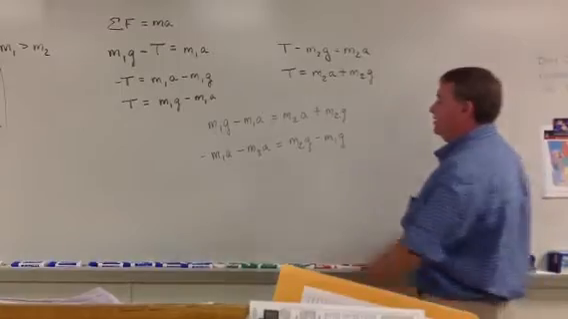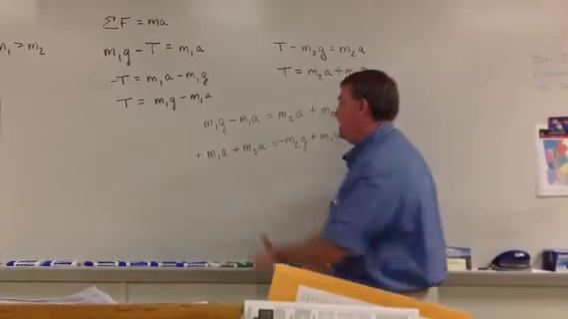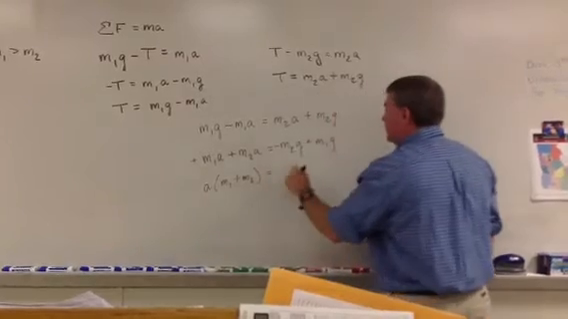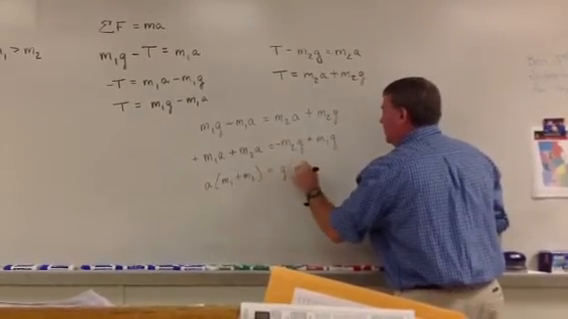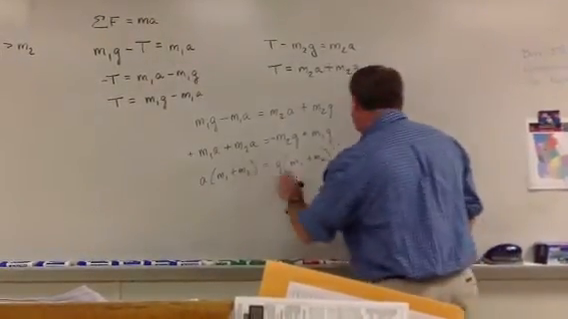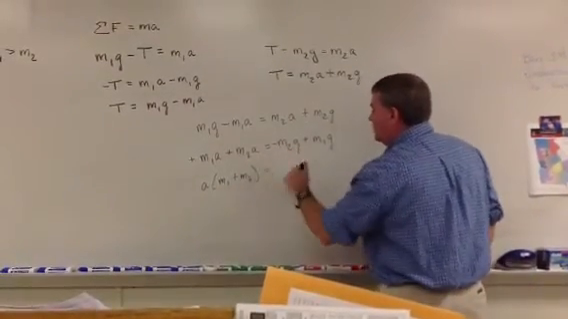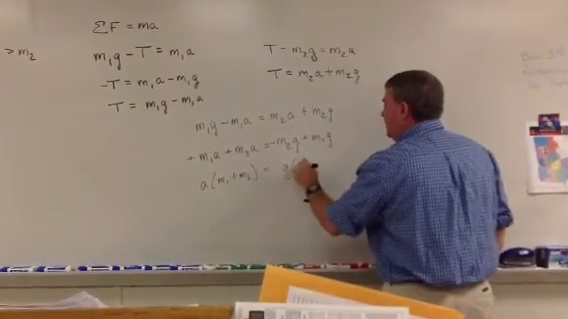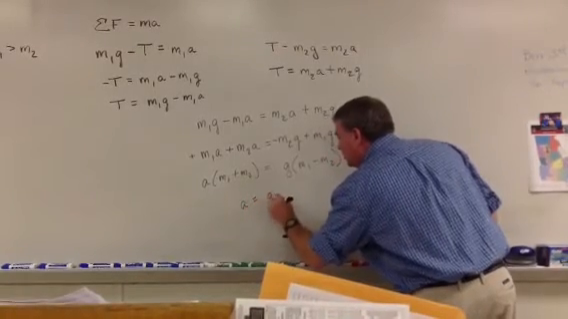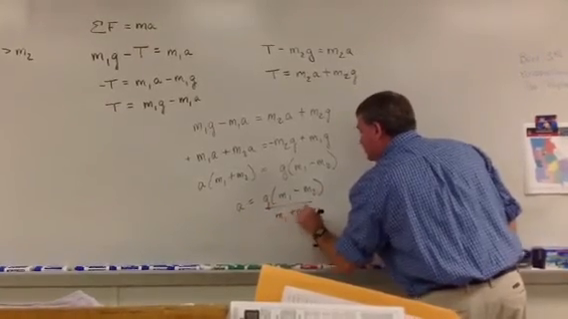Divide everything through by negative 1 just to get rid of all those negative signs. Factor out the A. A times M1 plus M2 equals, factor out the G. This is negative M2G. Factor out the G, and we write M1 minus M2. And then A is going to be equal to G, M1 minus M2, divided by M1 plus M2.